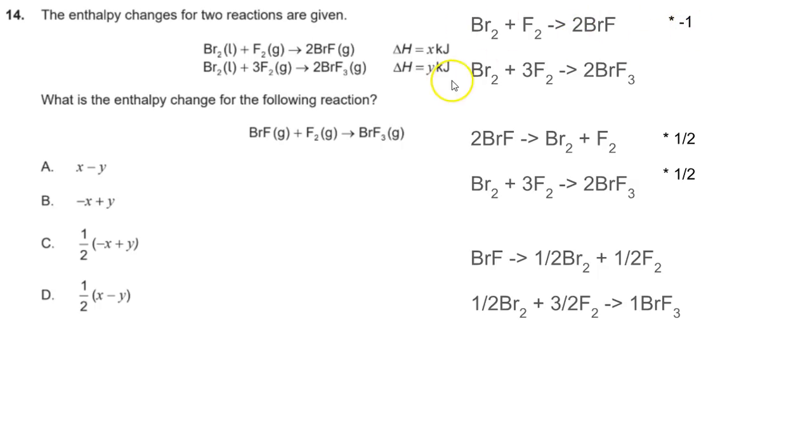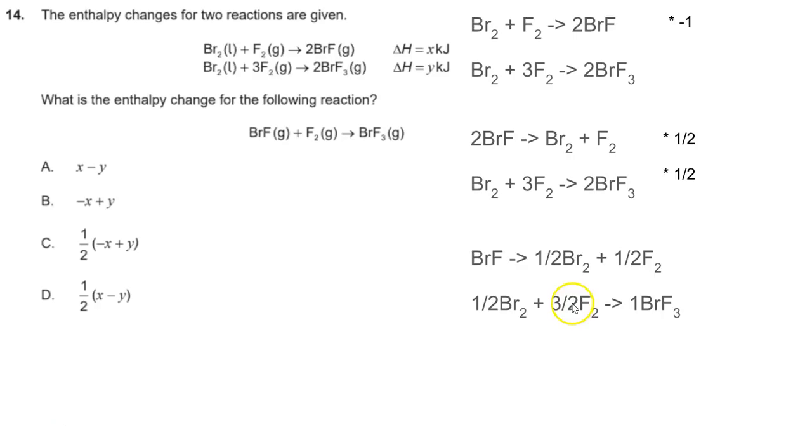Next, I need to cancel out the BRs, right? Because I don't see a BR in here. And I only need one BRF, so I'm going to multiply this one by half. And I only need one BRF3, so I'm also going to multiply this one by a half.